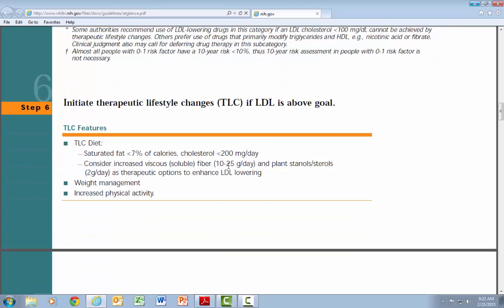Now, what is the lifestyle modification? Again, reduced intake of saturated fat. Consider introducing fiber, such as oatmeal and a high fiber diet, or plants that contain sterols, weight management, and exercise.